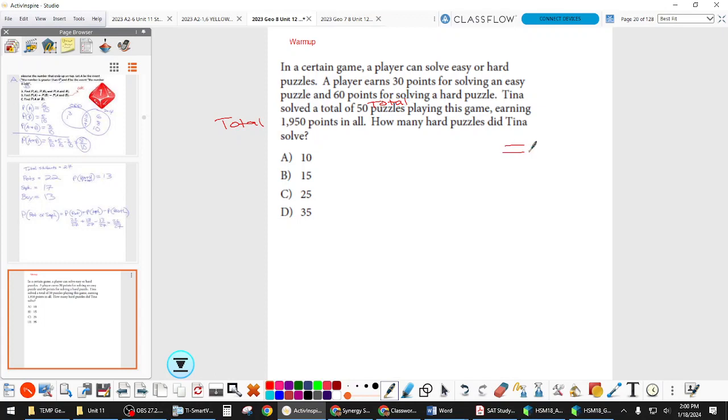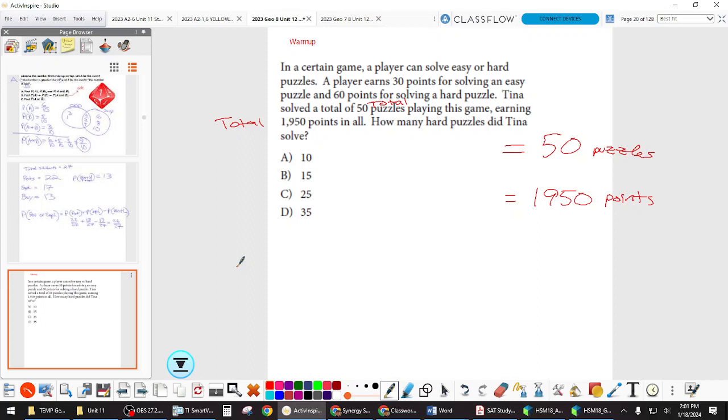So, since totals usually follow an equal sign, I would start by writing two different totals. Again, one is a puzzle total, puzzles, and one is points. Okay? Once you have that, you need to know how do you get the total puzzles and start making equations out of it, right? So how do you get a total of 50 puzzles? I'm not asking for specific numbers yet, just what are you doing to get a total puzzle count?